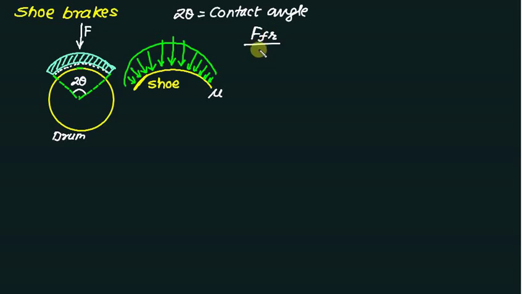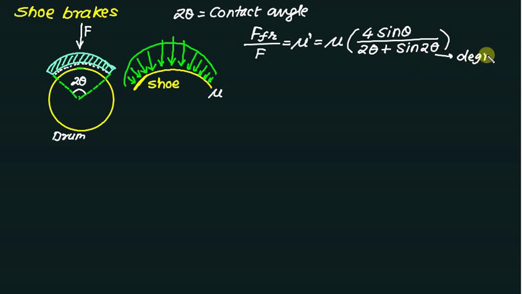So the effective frictional force is F equals a certain coefficient mu dash, and this value of mu dash is given in terms of mu multiplied by 4 times sine theta divided by 2 theta plus sine 2 theta. When you calculate sine theta and sine 2 theta, it must be in degrees, and when you calculate this theta, it must be in radians. So in actual practice, the frictional force is not given by mu times F, but rather it is modified as mu dash times F, and this mu dash equals mu into 4 sine theta upon 2 theta plus sine of 2 theta.